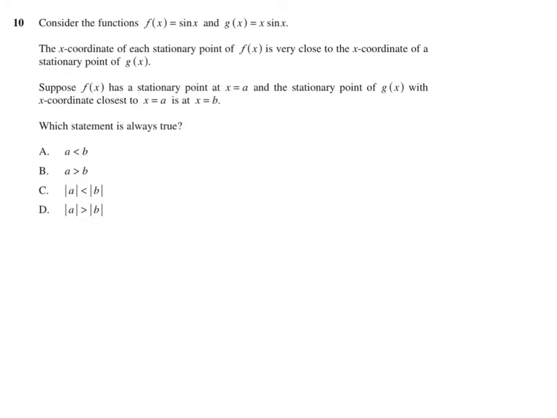Question 10. It gives two very similar functions, f(x) and g(x). f(x) equals sin x and g(x) equals x sin x. These functions are both periodic functions. As the functions are so similar, they have stationary points which are very close to one another. The question says f(x) has a stationary point at x equals a, and g(x) has the stationary point which is close to x equals a at x equals b. Among the four statements, which one is always true?